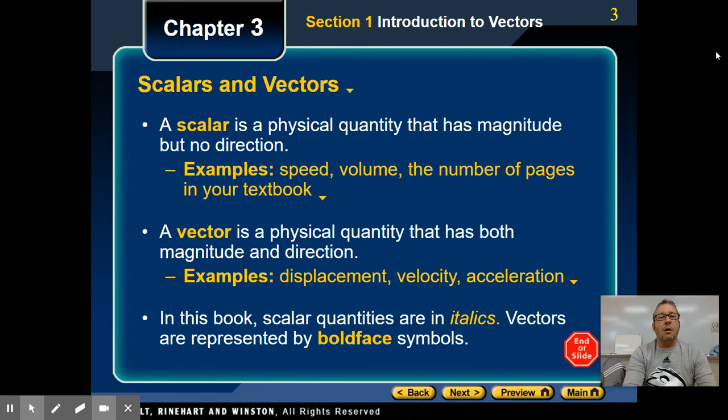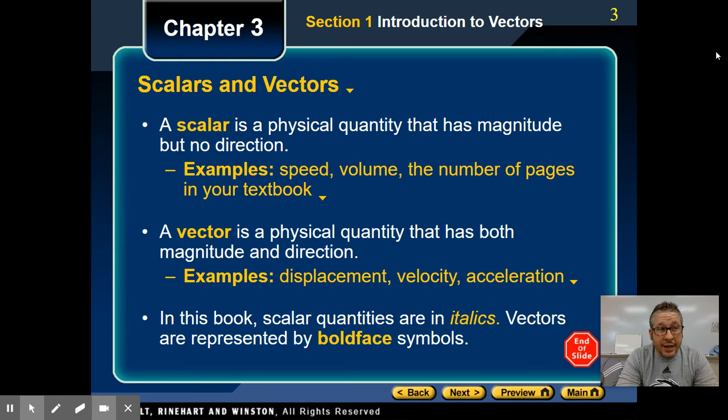So, what is a scalar and what is a vector? Well, a scalar is a physical quantity that has magnitude but no direction. Speed, volume, the number of pages in your textbook, those all have magnitudes or a quantity, but we do not use the idea of direction to further describe the motion.